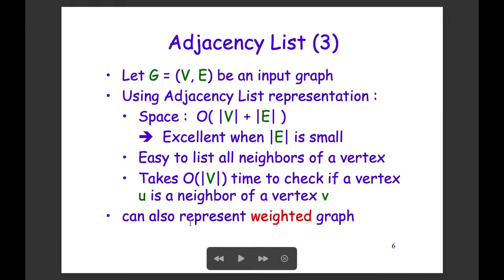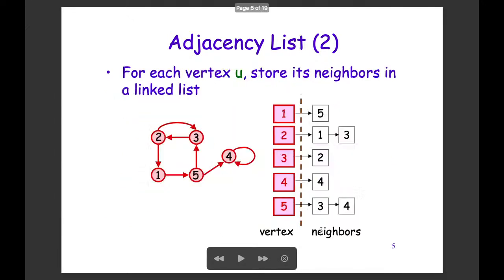And the representation can easily be generalized to represent a weighted graph. So what is a weighted graph? This is something like we may have weight on the edges. So here, this is just an arrow, but then we may associate this with a certain value representing the distance between the two cities. Or we may associate a weight for a vertex representing some cost or some benefit if we are choosing this vertex.